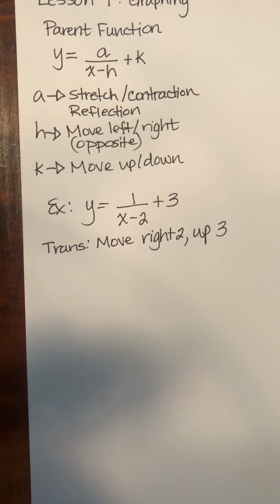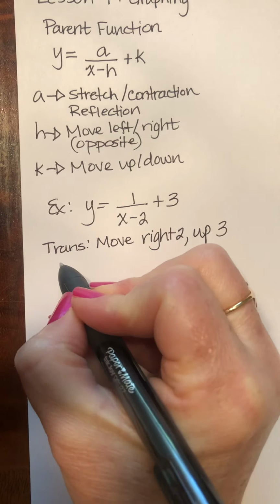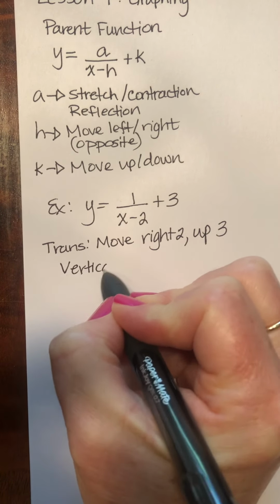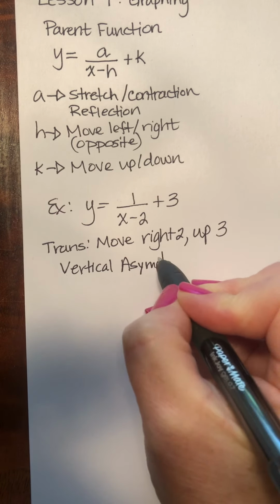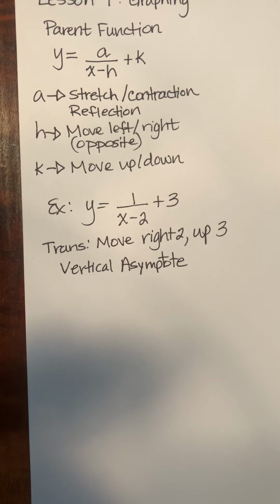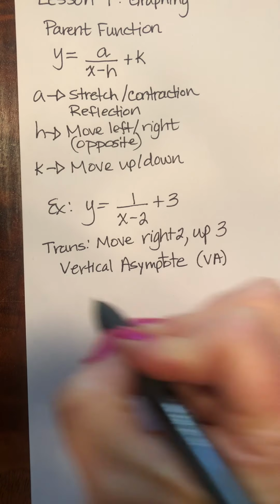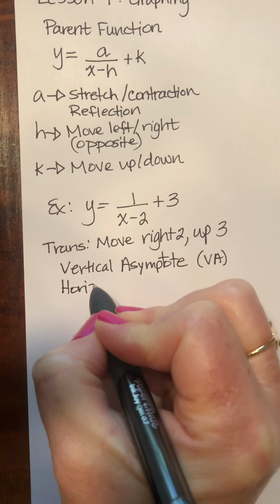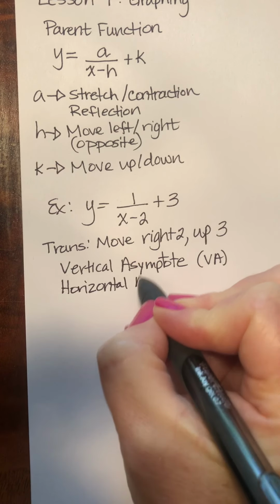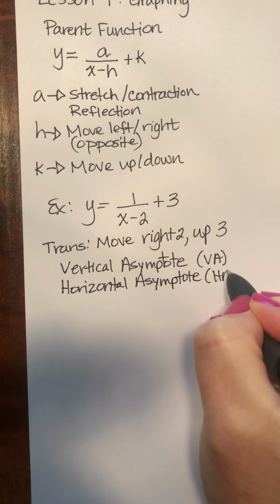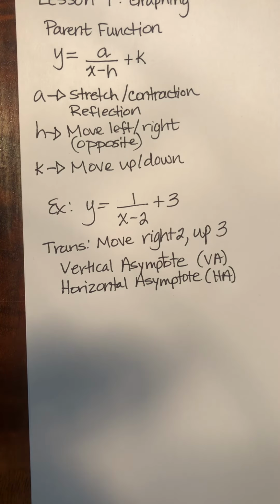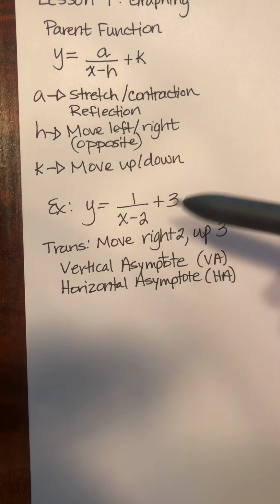Now, there's also domain, range, vertical asymptote, and horizontal asymptote. So the vertical asymptote is going to be the next thing that we talk about, and I'm going to write it out. That's the way you spell it, asymptote, but from now on I'm going to put VA. And then we have the horizontal asymptote, and I'm going to abbreviate that as HA. Well, they go with the equation with h and k.